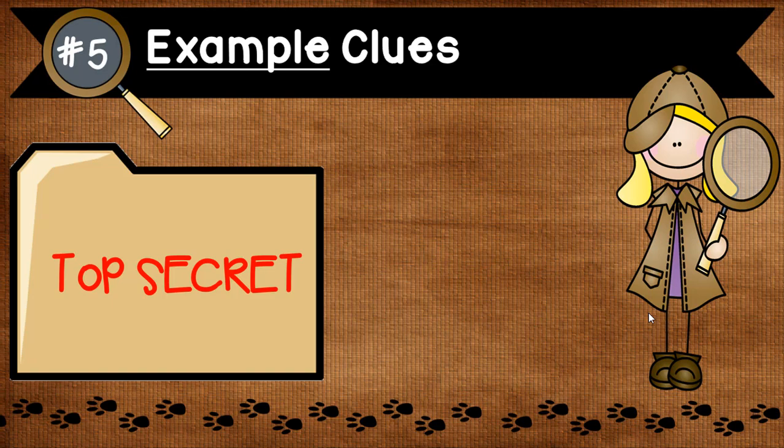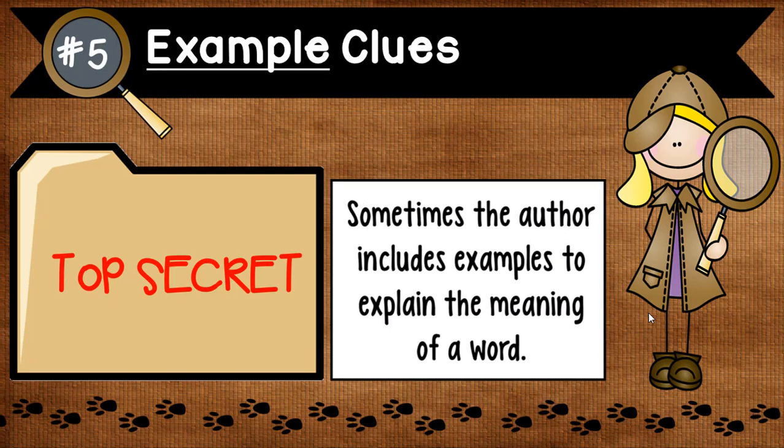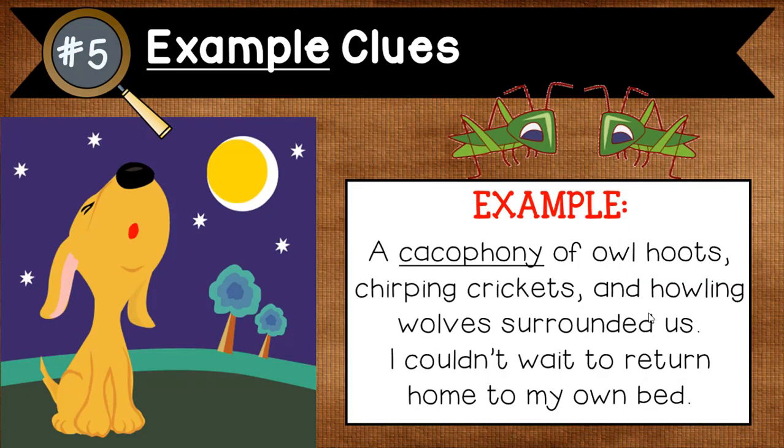The fifth one is an example. Sometimes the author includes examples to explain the meaning of a word. So, a cacophony of owl hoots, chirping crickets, and howling wolves surrounded us. I couldn't wait to return home to my own bed. So they're giving us examples of these loud, harsh noises: the owl hooting, the chirping crickets, and the howling wolves. These are noises that upset us. That's the cacophony. And we couldn't wait to go back to bed. So they gave us examples of what a cacophony could be.